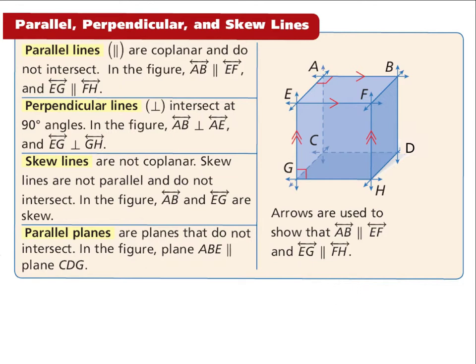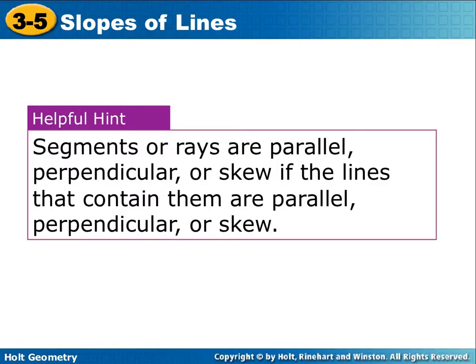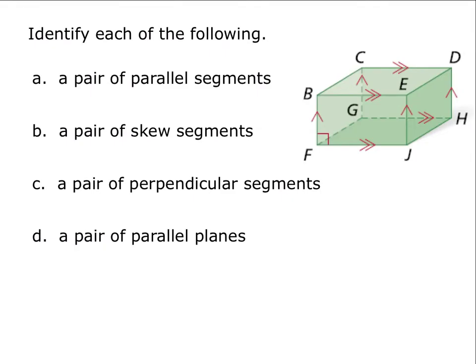All right, so parallel lines, perpendicular lines, skew lines, and also parallel planes. It says segments or rays can also be parallel, perpendicular, or skew if the lines that contain them are parallel, perpendicular. So if it's part of the parallel lines, then the rays are parallel, because on this picture, we did not extend all the sides to be lines.